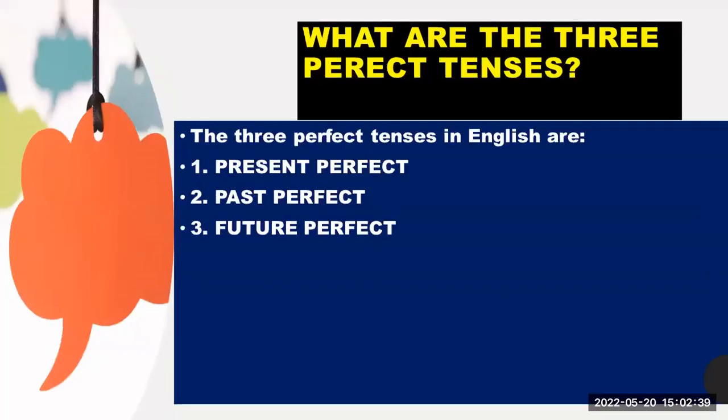What are the 3 perfect tenses? The 3 perfect tenses in English are as follows. 1, present perfect. 2, past perfect. And 3, future perfect.